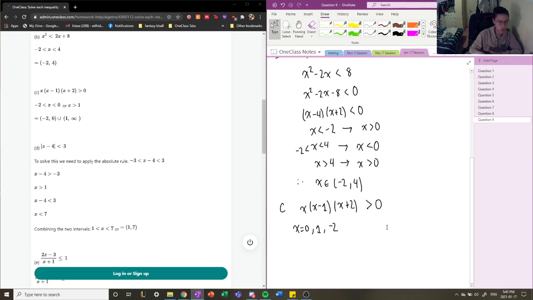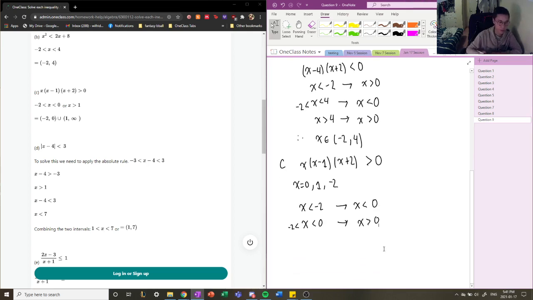Okay, so the first interval that we want to check is if x is less than -2. If x is less than -2, what do we get? Negative, negative, negative. So that means the expression is less than 0, because if x is equal to -3, -3 times -4 times -1 is going to be a negative number. Next we want to check if x is between -2 and 0. Let's say x is equal to -1. We have negative, negative, positive. So the expression is a positive number.